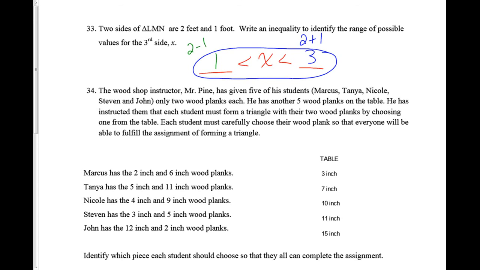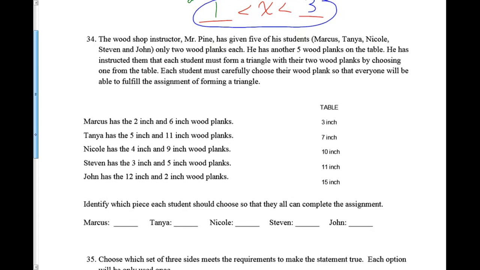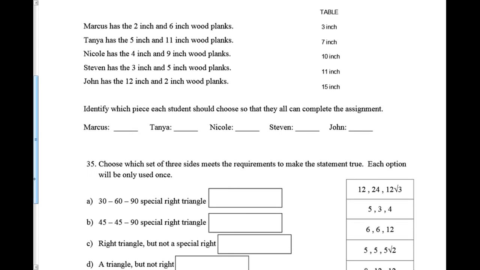Number 34. You should have seen something like this in class, and so what we are doing in this one is we need to match up Marcus, Tanya, Nicole, Stephen, and John with each one of them gets one of these pieces of wood from the table, and everyone needs to make a triangle. I am going to do this using the range of values. So I'm going to set up my inequality for Marcus. Marcus has to be between 6 minus 2 is 4, and 6 plus 2 is 8. So the side that he needs has to be bigger than 4 and smaller than 8.